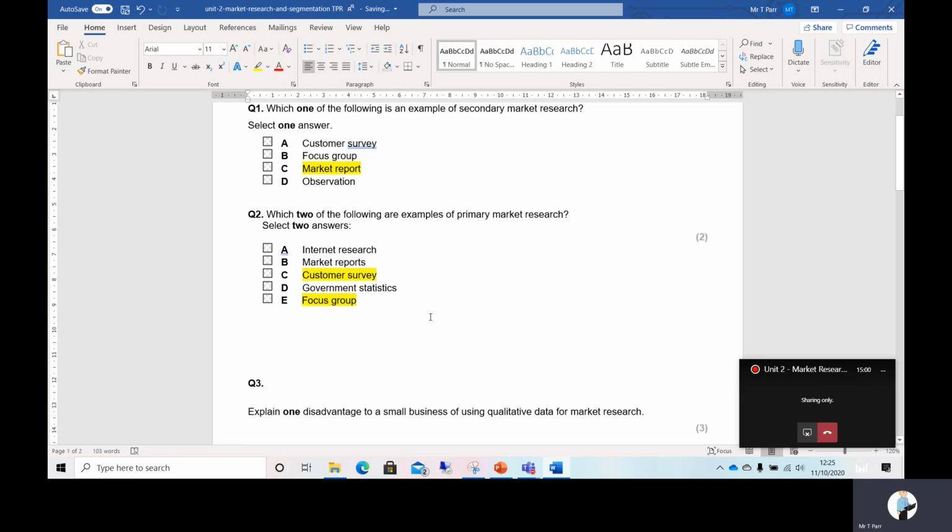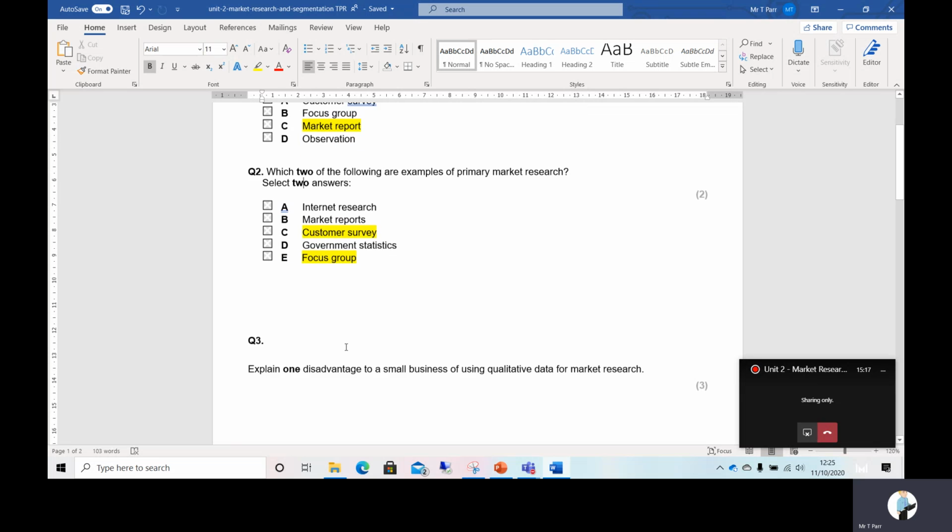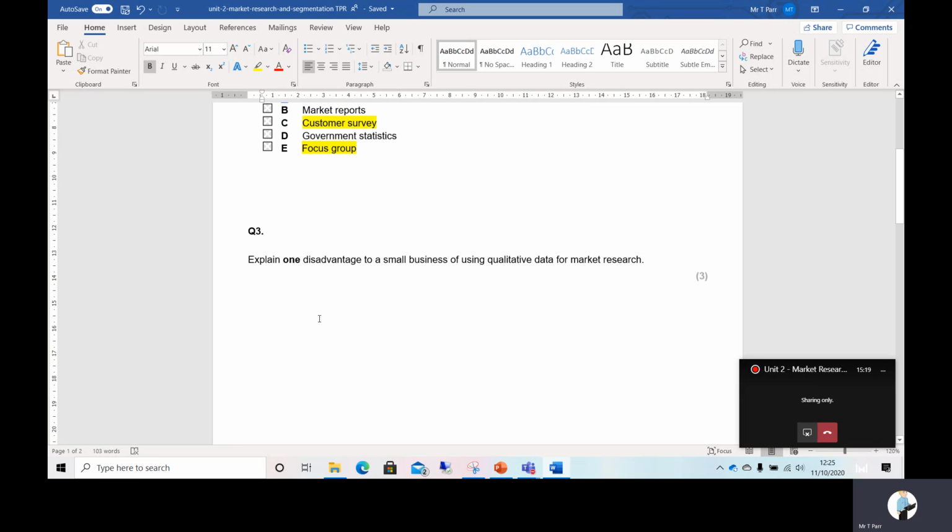Obvious thing, but ladies and gents, read the questions carefully. Which two of these? Select two answers. The amount of times I've taken an exam paper and someone has just done one, or they've left it blank, which kind of, I have no idea why they didn't even bother having a go with it. Okay, so let's now have a look at this question here.